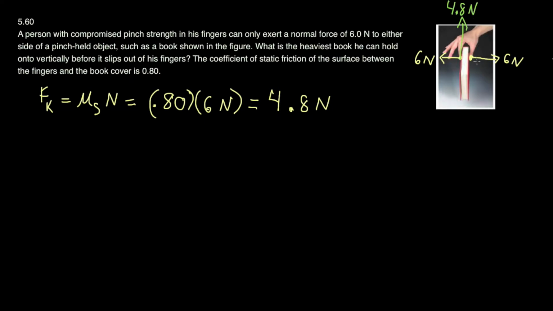But this is going to happen on both sides of the book, right? So there's going to be another 4.8 newtons on the other side of the book. And so 4.8 newtons plus 4.8 newtons is going to be the total frictional force on the book, which comes out to 9.6 newtons.